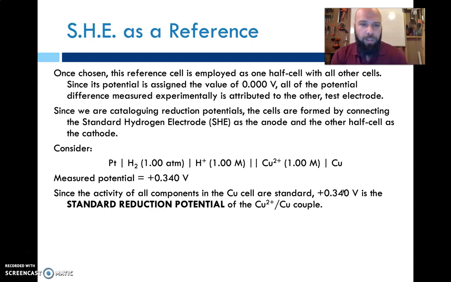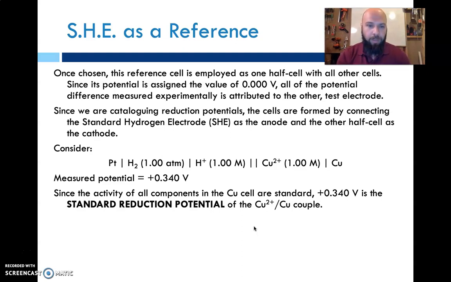So once you've chosen this reference cell, you could match it up with any other cell, and the voltage that is read is the standard reduction potential of that element. Here you have the cell notation for copper 2+ under standard conditions, and the measured potential is 0.34 volts. So this would mean it's a positive voltage and the reaction is occurring in that direction so that it would be spontaneous, and the copper 2 couple gets the standard reduction potential of 0.340 volts.